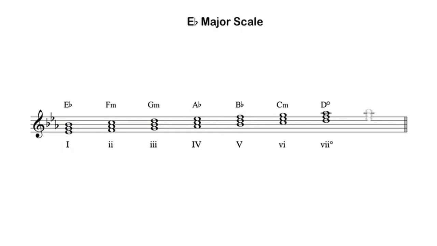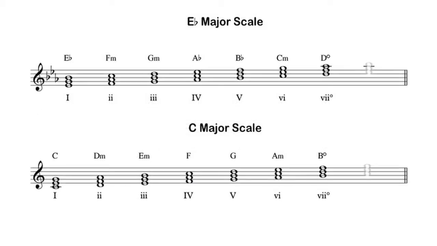Notice that when I place the system next to the system built on another key, in this case C major, the jazz chord symbols change. They show me different chord roots, although the qualities remain the same. Notice also that the Roman numerals don't change. The Roman numerals between E flat major and C major are identical. We could do that for any major key, and the Roman numerals would still be the same.